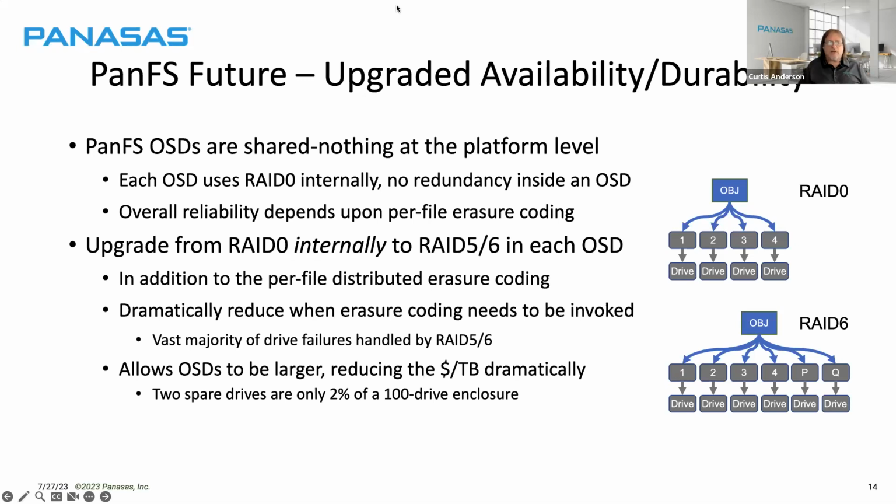So today, OSDs are shared nothing. One OSD doesn't know anything about any of the other OSDs. Overall reliability depends on per file erasure coding, meaning cross node, cross OSDs. Inside the OSD, we just use RAID 0 today. Simple striping, there's no redundancy inside the OSD. If we were to change that to go to RAID 5 or RAID 6 inside the OSD, then the OSD would fail less often, at least fail from drives. I'll talk about software failures and larger kinds of failures in a second.